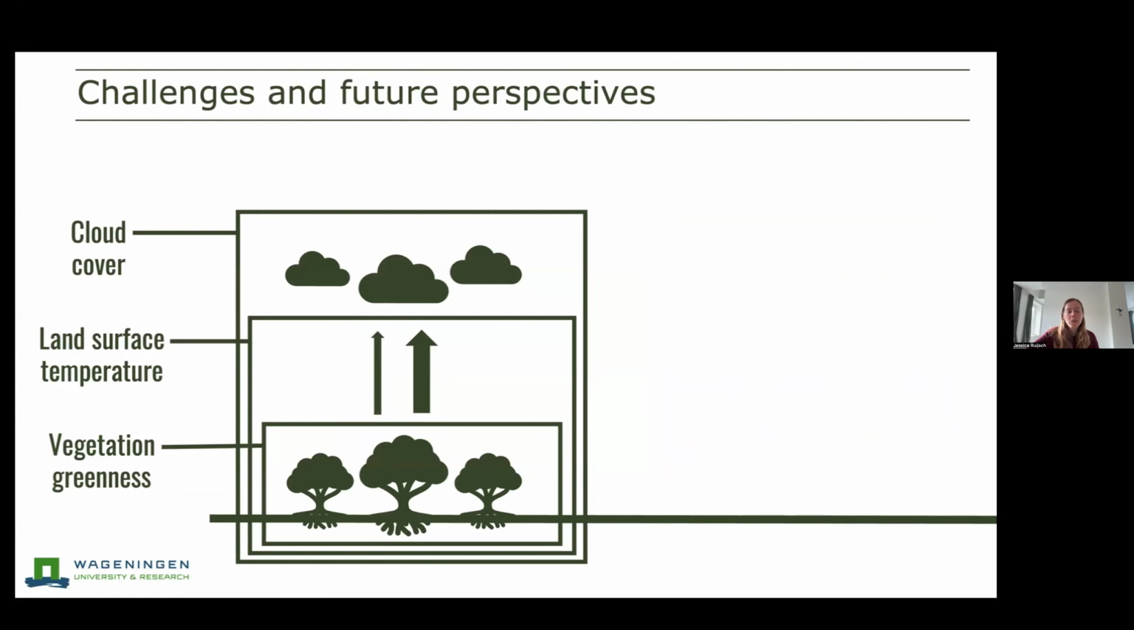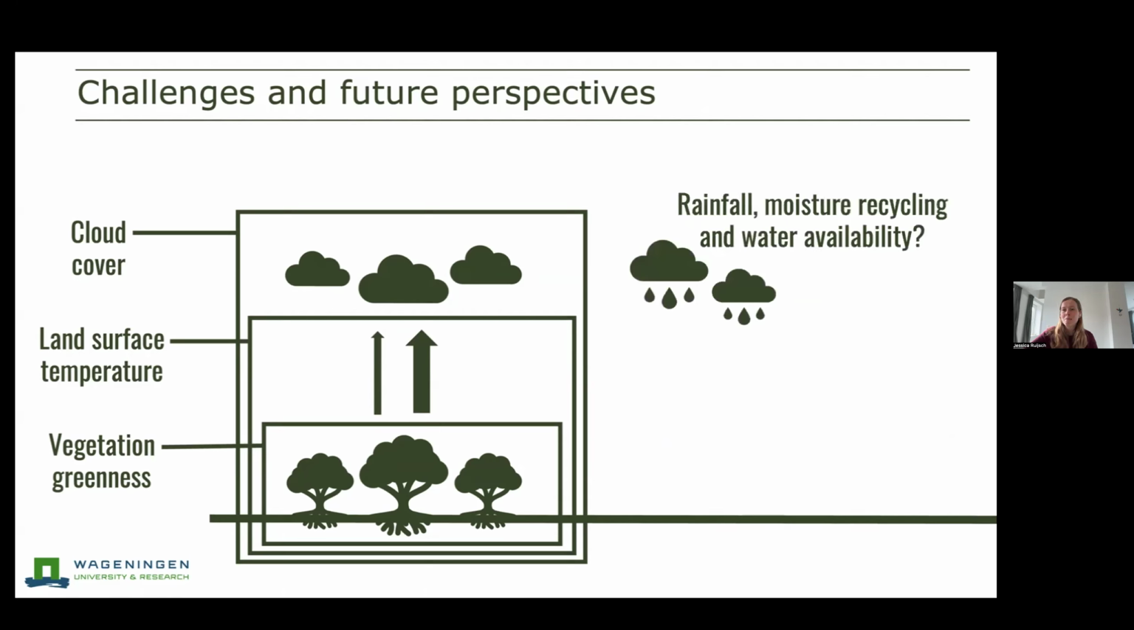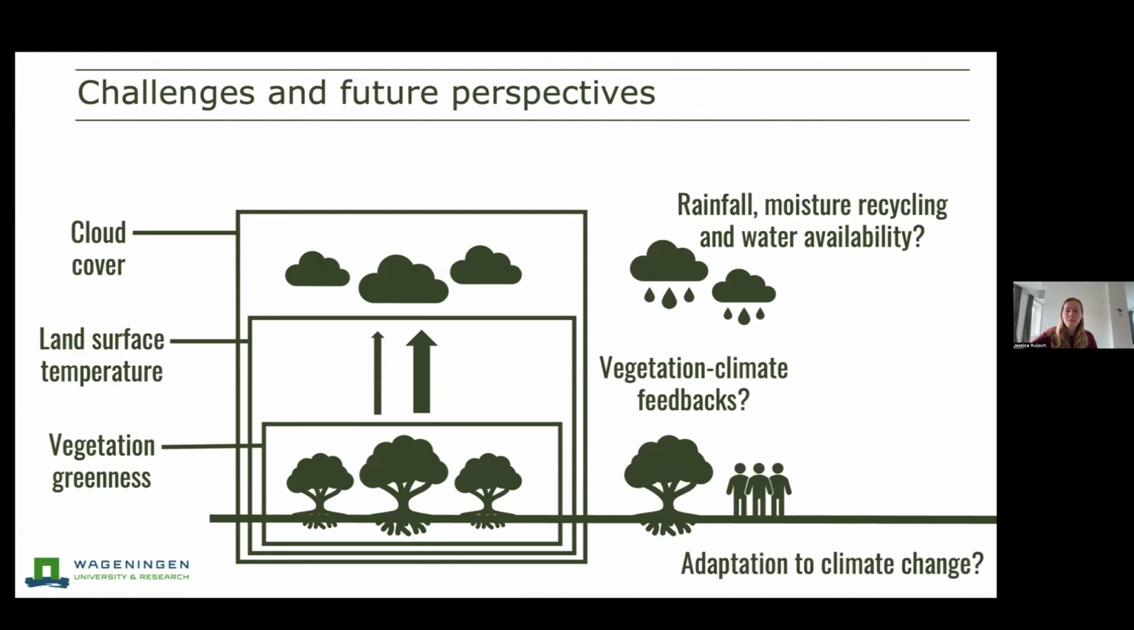So during all these steps, we saw that land restoration can increase the vegetation greenness and also impact the land surface temperature and cloud cover. But of course, there are a lot of unanswered questions. For example, how does this impact rainfall and moisture recycling or even water availability? And does this then impact the vegetation again in this restored area or outside of this? Or does this help to adapt people to climate change? And what's the impact on biodiversity, for example? So there are a lot of questions still to be answered, but I hope that I provided some insights into this.